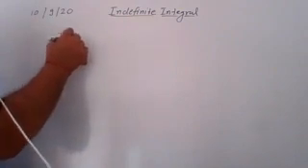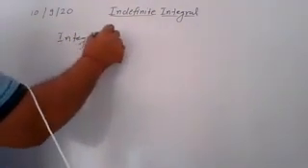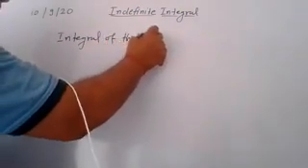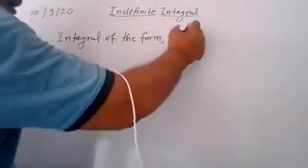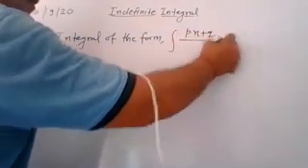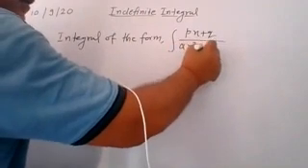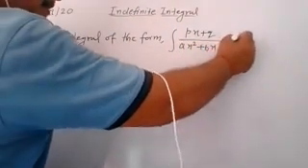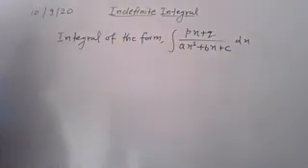Integral of the form integration of (px plus q) upon (ax square plus bx plus c) dx. Here your numerator is a linear polynomial and the denominator is quadratic. So in that case, how do you solve your question?